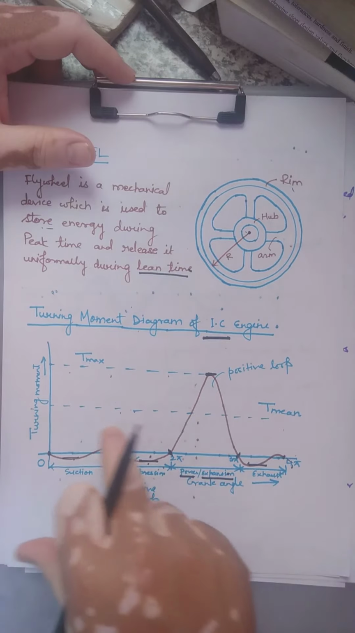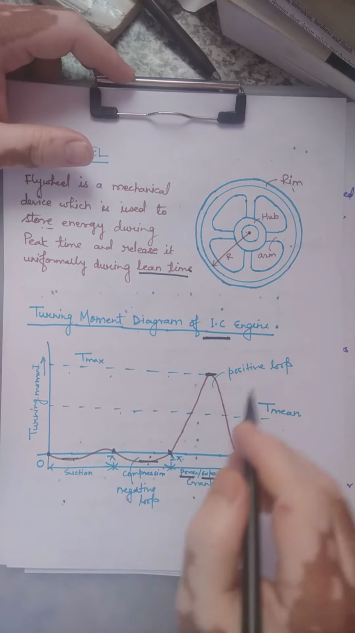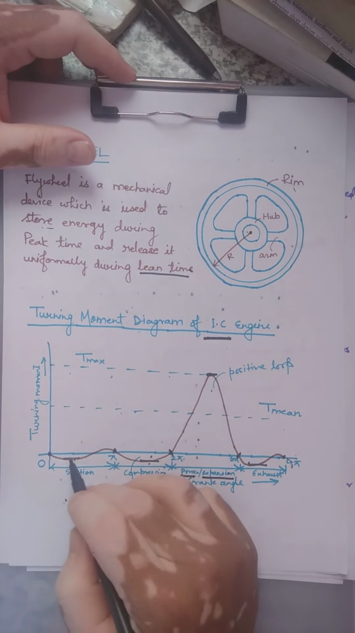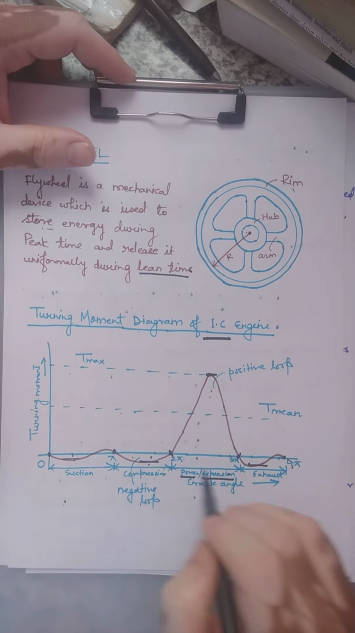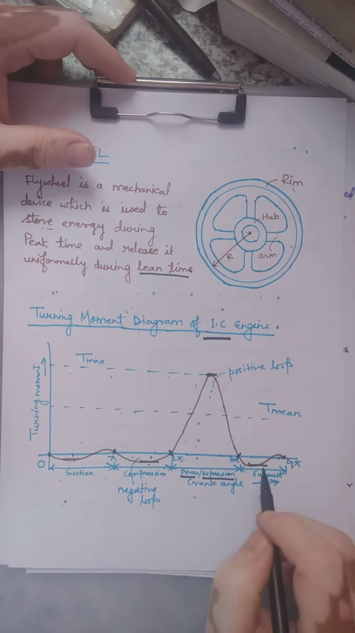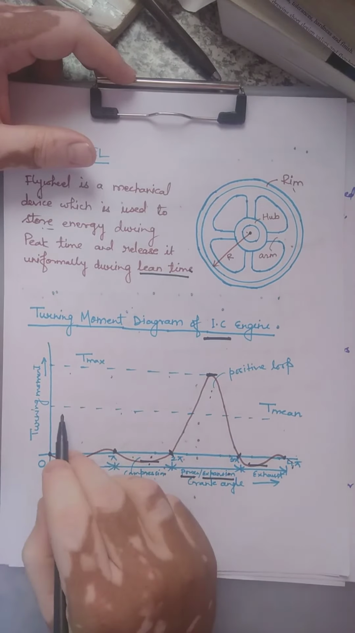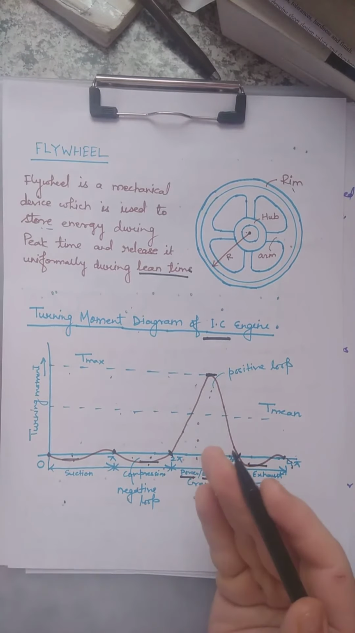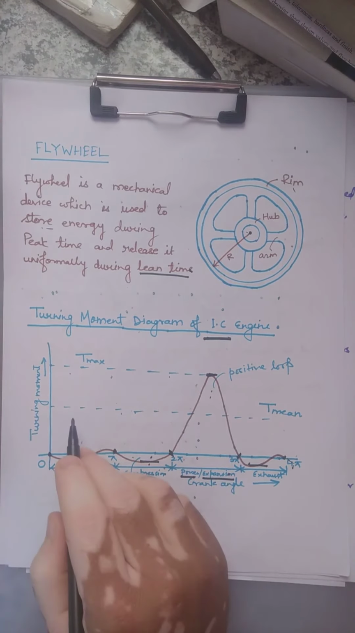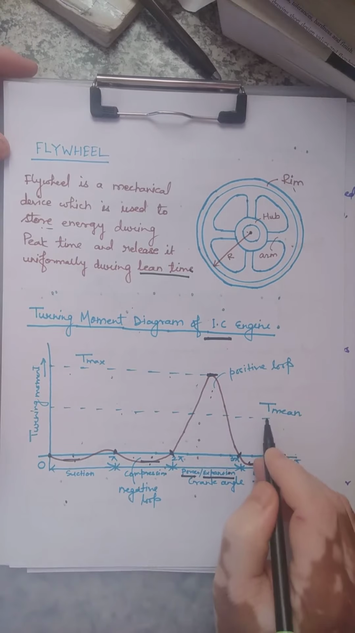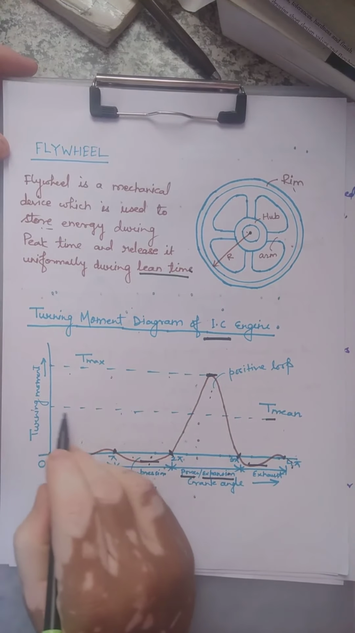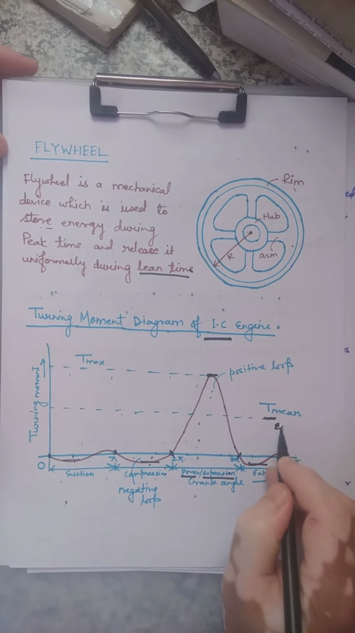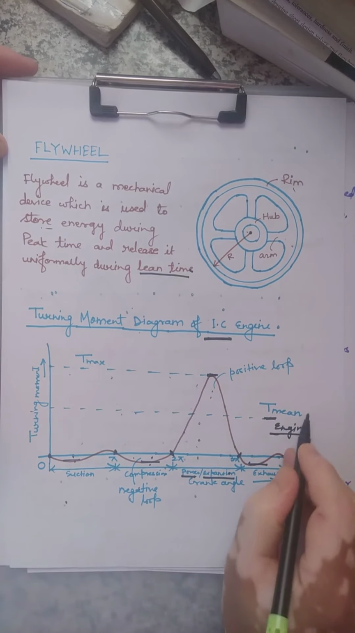Now by using flywheel, this extra power is given to the suction stroke, compression stroke, and exhaust stroke, and then the engine shaft is uniformly rotated, and uniform rotation gives a mean torque. This is the mean torque. This dotted line is the mean torque produced by the engine.